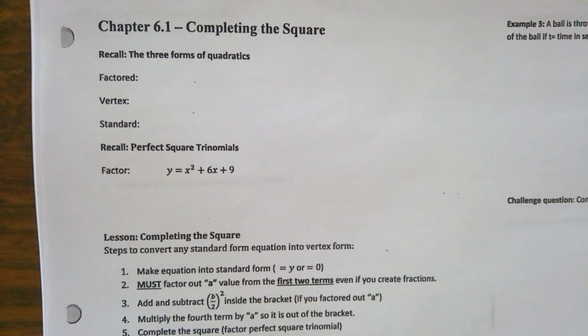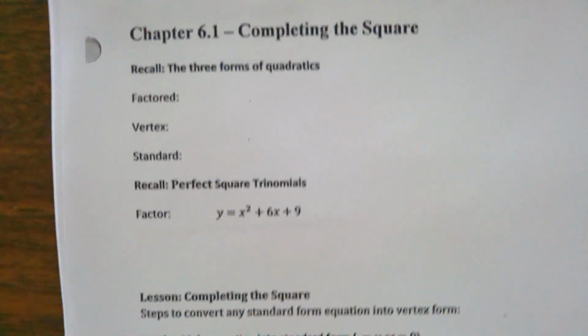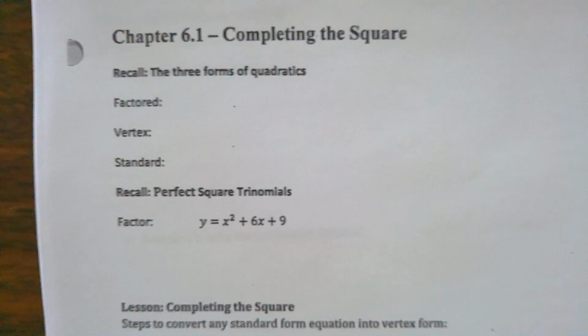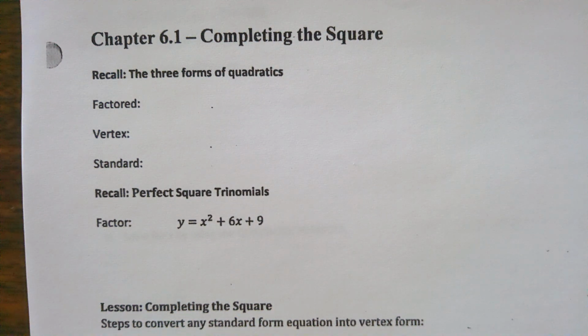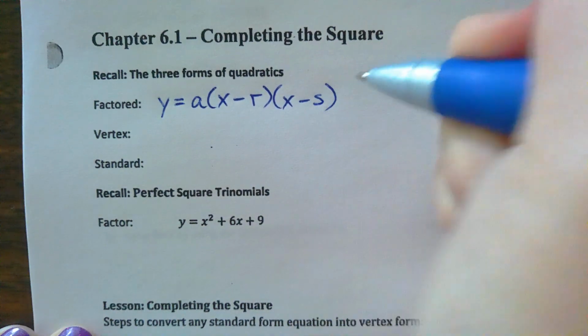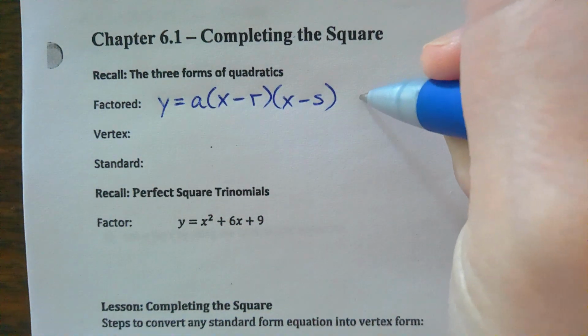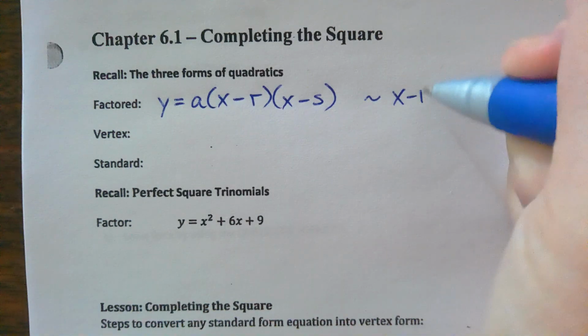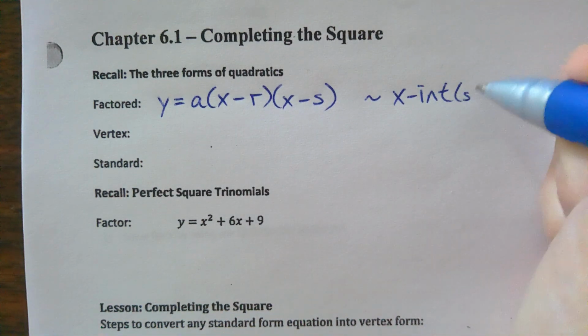Okay, so 6.1, completing the square. Let's recall the three forms that we've learned so far. What's factor form? Y equals a bracket x minus r bracket x minus s. And factor form, we said, tells us the x-intercepts.